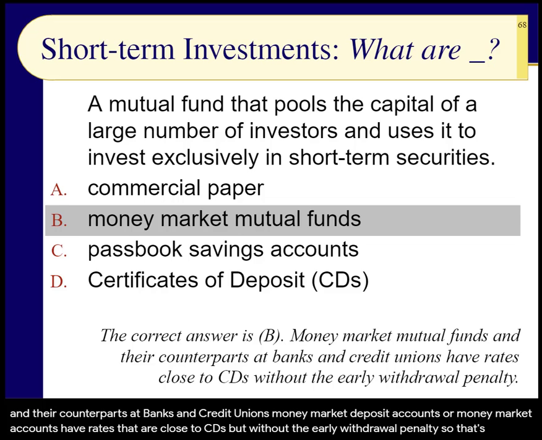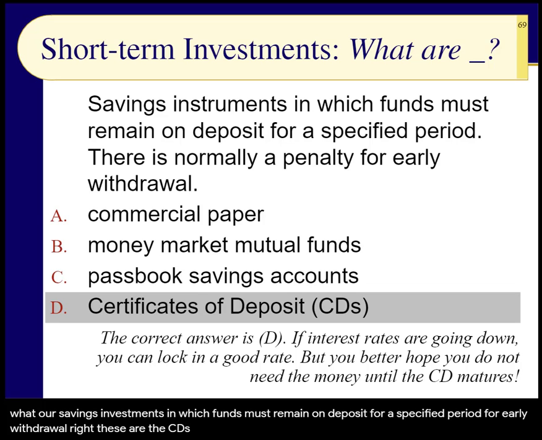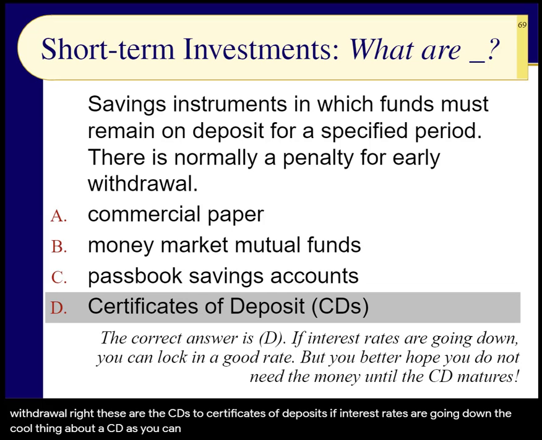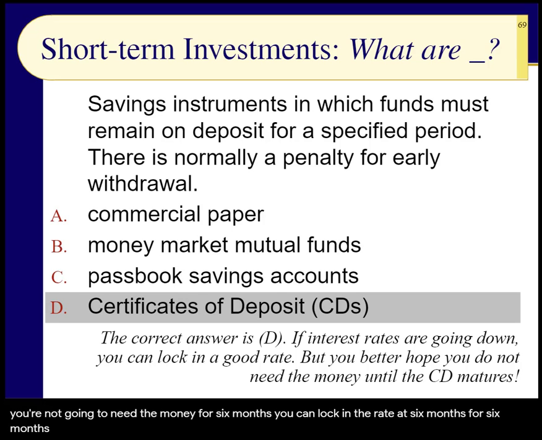So that's cool. What are savings investments in which funds must remain on deposit for a specified period, normally with a penalty for early withdrawal? Right. These are the CDs, the certificates of deposit. If interest rates are going down, the cool thing about a CD is you can lock in that rate. So interest rates are going down and you know you're not going to need the money for 6 months. You can lock in a rate for 6 months, and even if interest rates go down, you get to keep that rate.